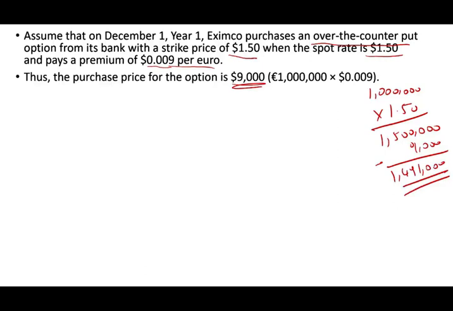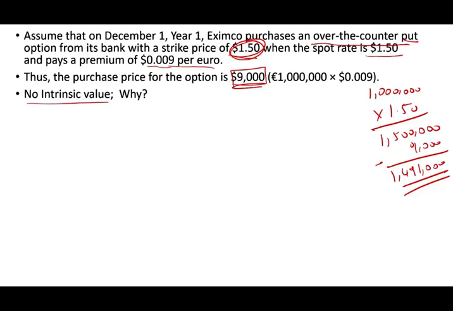At least, let's put it this way, this is the least amount you would receive from the 1 million euros. That's it. You locked your price. Why? Because this put option says you can sell the euro at $1.50. It means once you receive your euros, you can always sell them at $1.50, but you have to pay $9,000 upfront. So there's a cost for the euro.